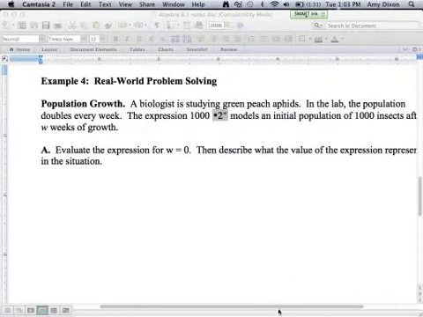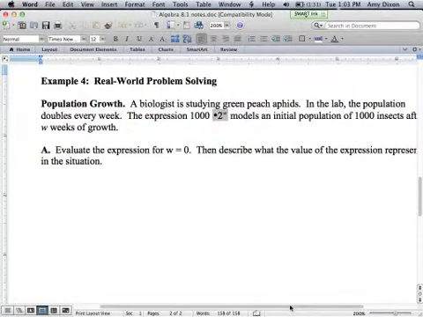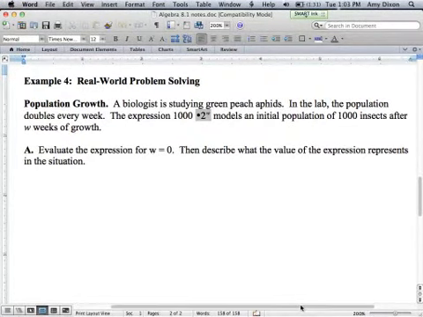Population growth. We have a biologist who's studying green peach aphids. Those are insects, by the way. In the lab, the population doubles every week. So they have these insects, and they double every week. The expression that models this is 1,000 times 2 to the W power, where W represents the number of weeks of this experiment, okay? And 1,000 is how many we started with.